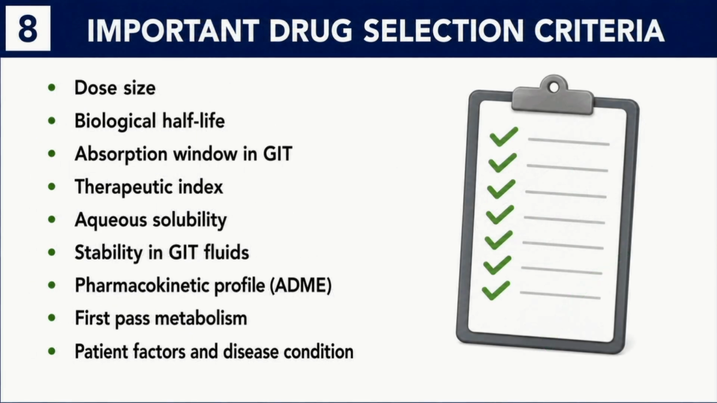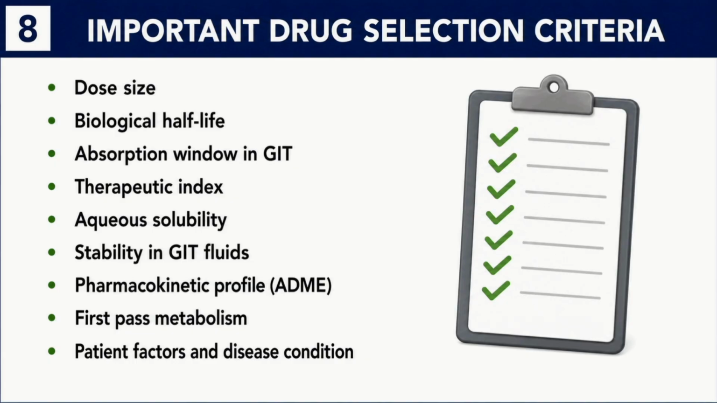Important drug selection criteria. When selecting a drug for sustained release, we consider several parameters. These parameters include dose, half-life, absorption window, therapeutic index, solubility, stability, and pharmacokinetics. Drugs with very high water solubility may diffuse rapidly from certain matrix systems. Very poorly soluble drugs may show incomplete or excessively slow release.